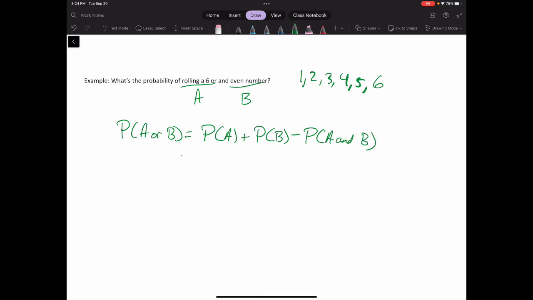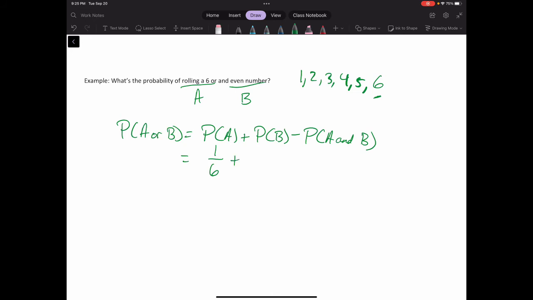All right. So what's A? A is the probability that we roll, or event A is that we roll a 6. Well, what's the probability that we roll a 6? Well, how many total outcomes are there when we roll a 6-sided die? Well, there's 6. So out of 6, and then how many of those outcomes is exactly the number 6? There's only one outcome of a 6. So the probability we roll a 6 is 1 out of 6.